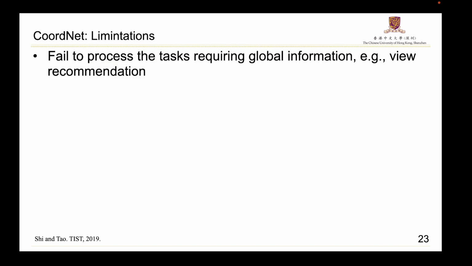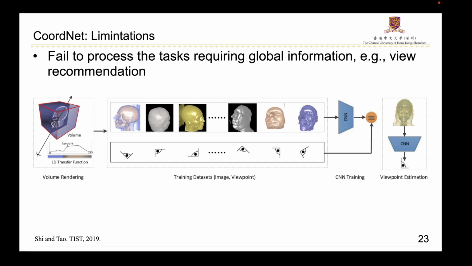And finally, I would like to talk about the limitations of our framework. First of all, our approach cannot process tasks requiring global information, for example, like field recommendation. This is because we treat each pixel, each coordinate as an independent training sample. So for tasks that require global information, CoordNet cannot process it.